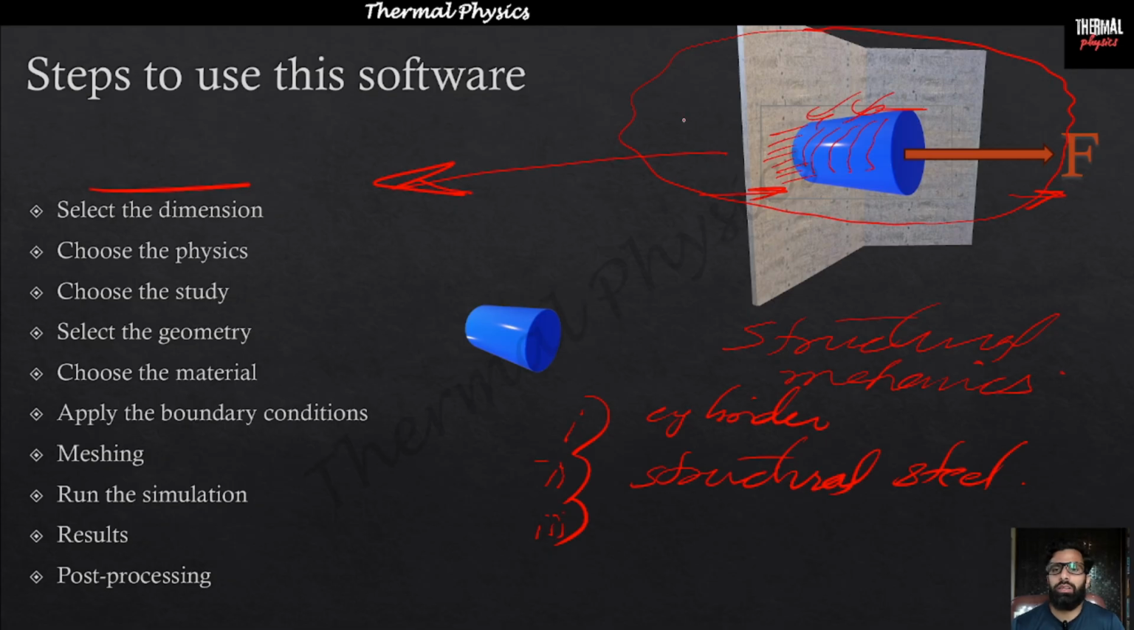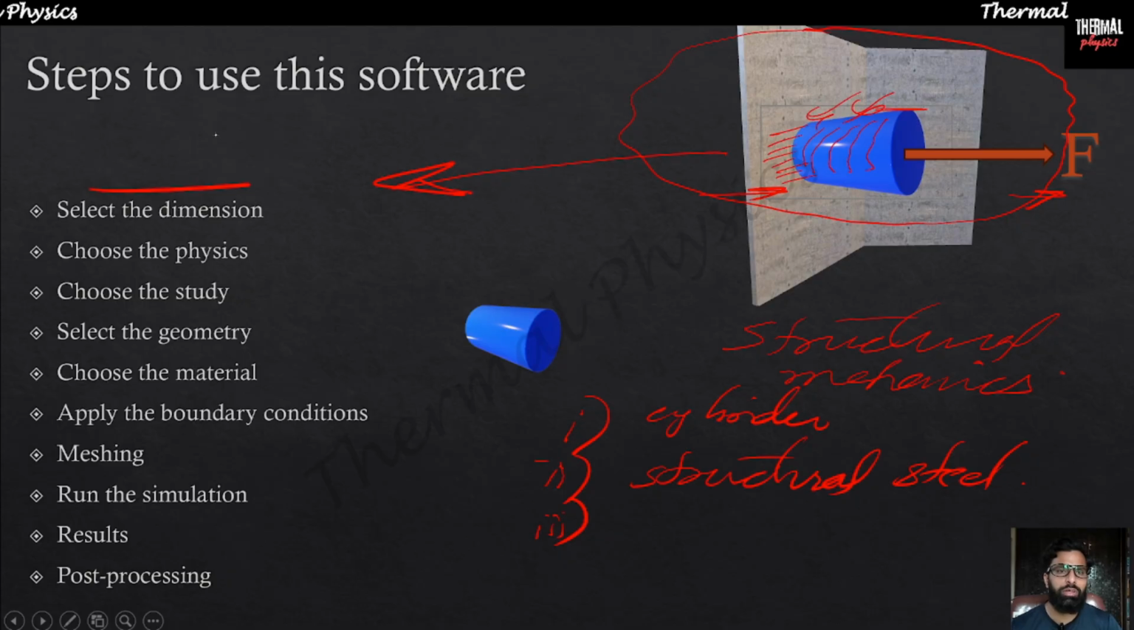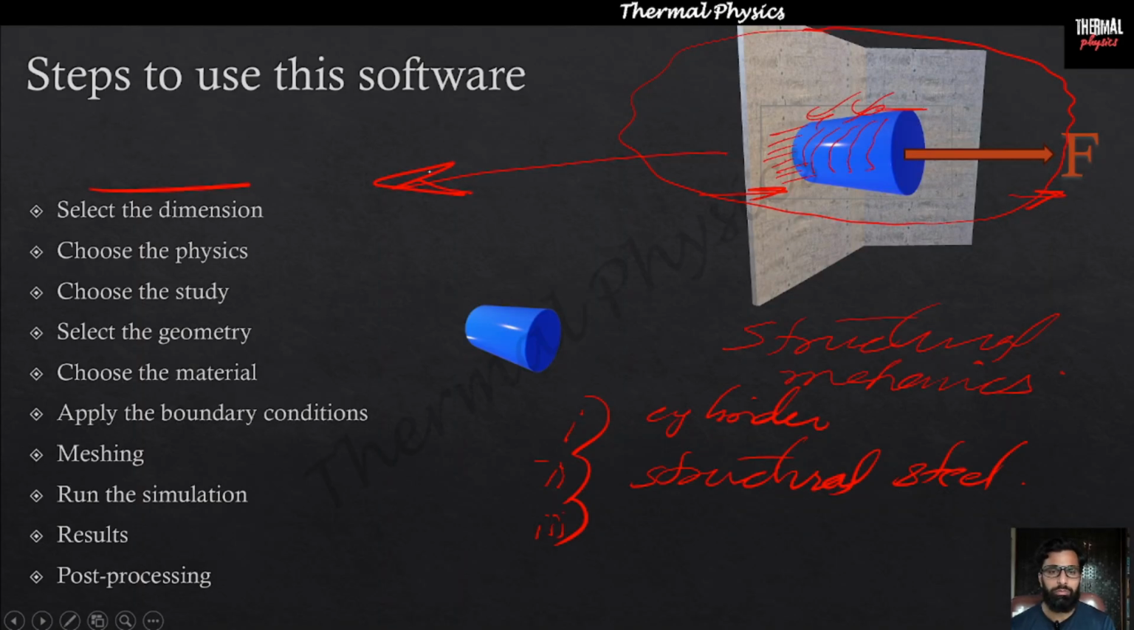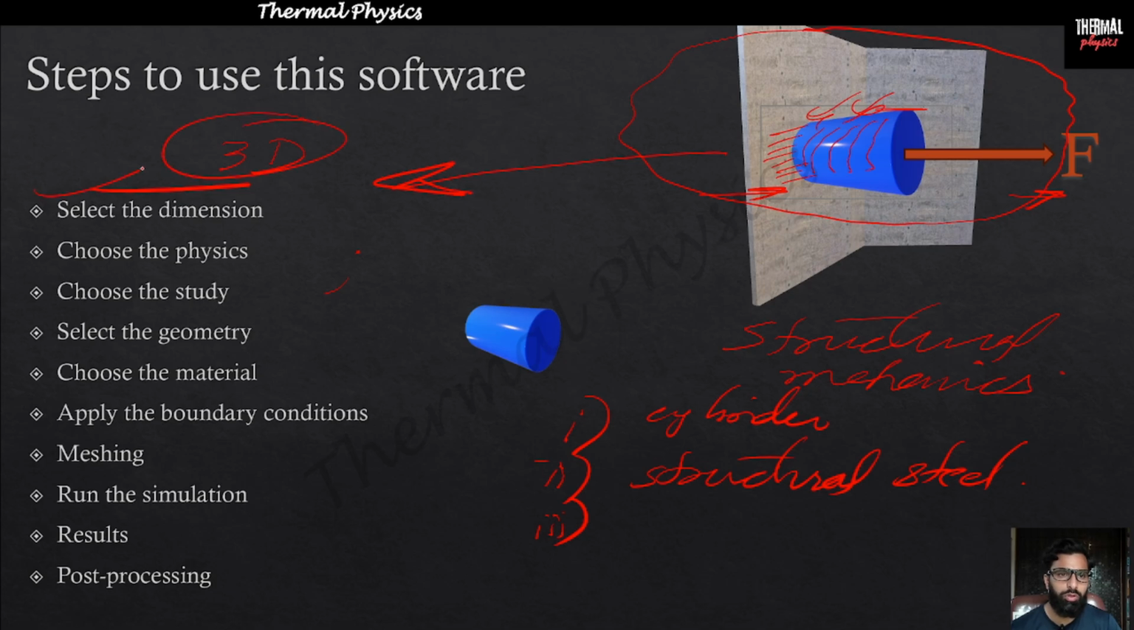We will tell the computer that this is a cylinder, which means it is a three-dimensional shape. So our problem is three-dimensional, and we have to start with a 3D problem. So step one, we told the computer it is a three-dimensional problem.